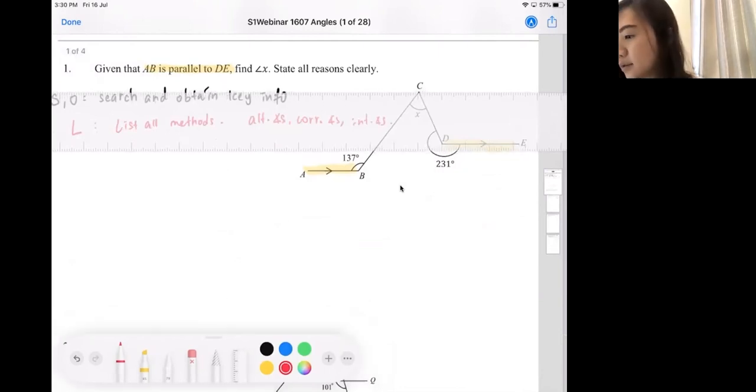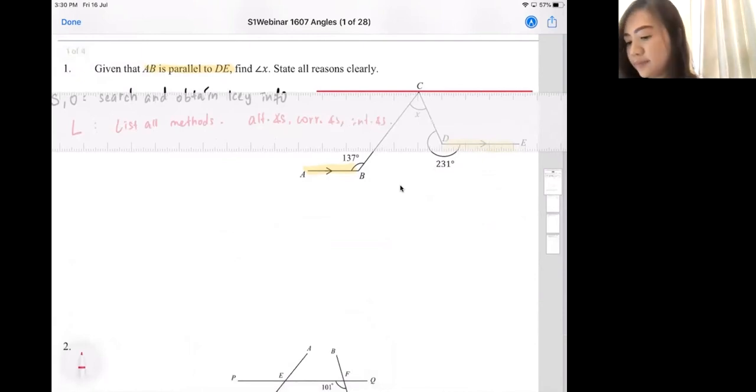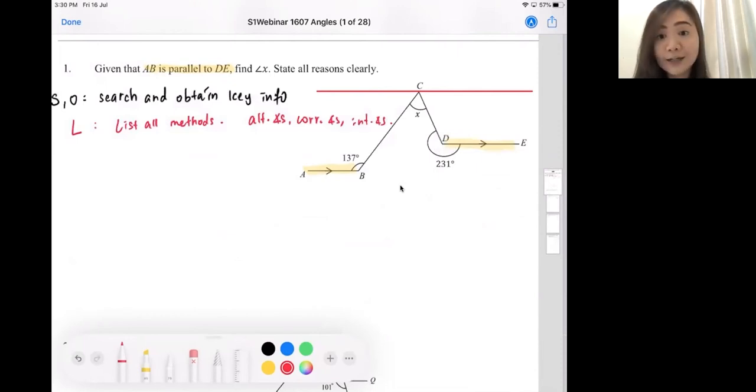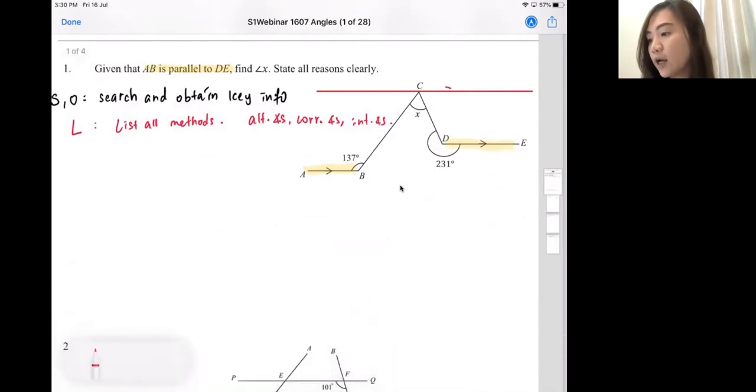Like this. So I've created my own additional line that cuts at C, and this line is parallel to AB and DE. After I've added this additional line, it becomes very clear how I can go about finding the x.